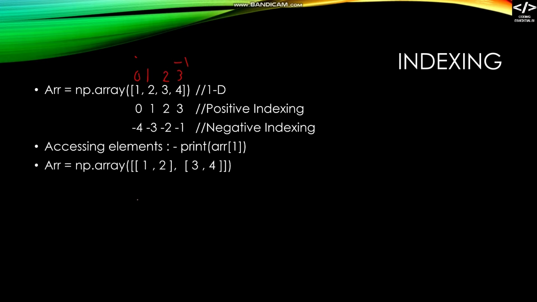Now let's see for a 2D array. For a 2D array, there are two 1D arrays situated inside. So first we will have to access the 1D array. This bracket has index 0 and this bracket has index 1. First we access the bracket. The bracket number is 0, and then inside that bracket, 2 is on the first index. So this will give us 2. For 3, the bracket number is 1 and 3 is on index position 0. This will give us 3.